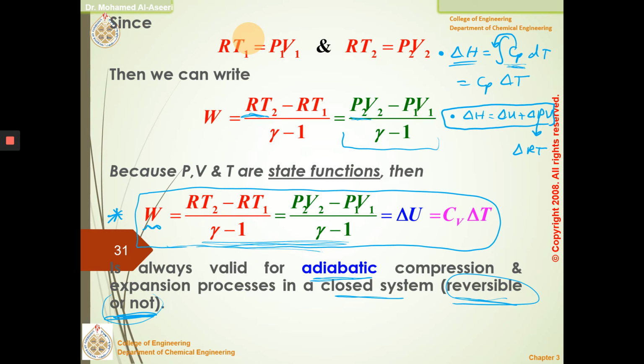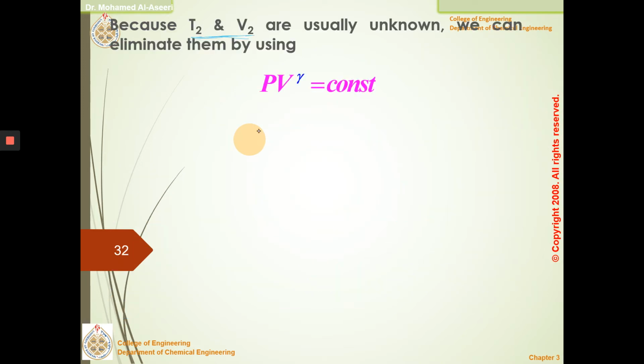Okay, let me clarify. The last equation we reached here is R delta T over gamma minus 1 equal to W. Let me just write it for you here. W is equal to R delta T over gamma minus 1. I'll write it in a different way: RT2 minus RT1 over gamma minus 1, or I can write it as P2V2 minus P1V1 over gamma minus 1.